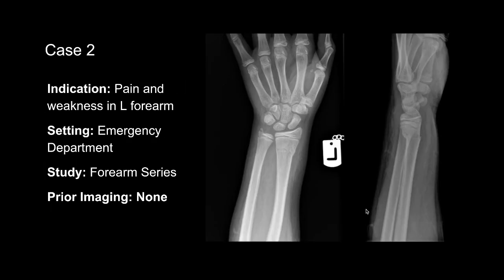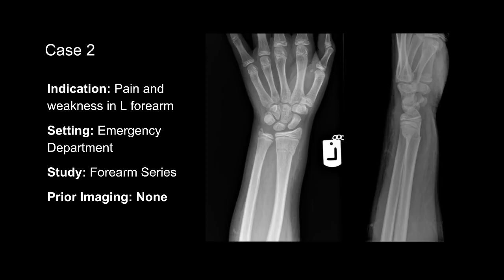All right, let's hop into case 2. Hopefully this one's a little bit more simple than the complicated carpal bones, but still something that's definitely going to be high yield. So in this case, the patient came into the emergency department complaining of pain and weakness in their left forearm. The study ordered was a forearm series, and that's just another term for an X-ray.